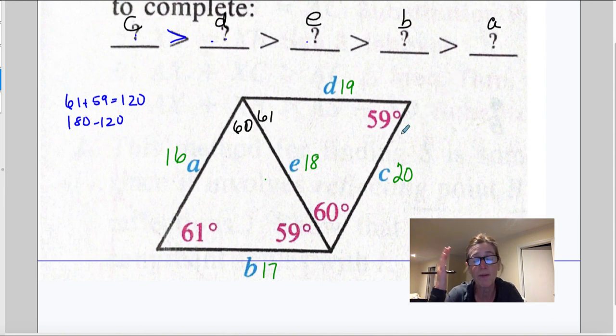All right, so just think about that as you look at more difficult problems and how they all relate to each other, okay? Hopefully that helps in terms of the triangle angle inequality theorem.